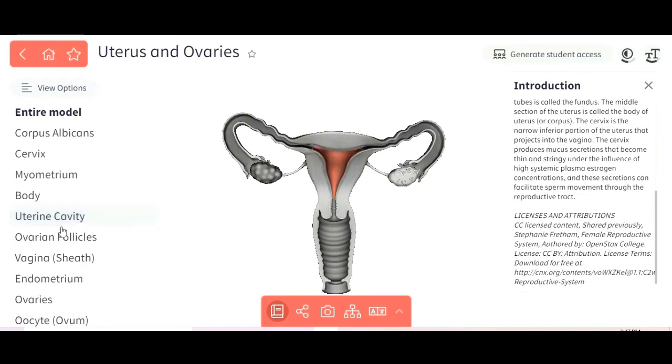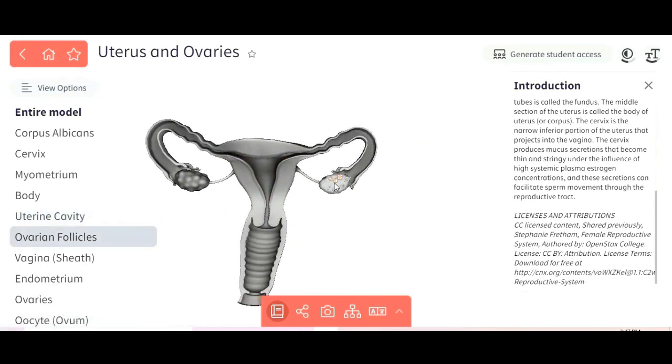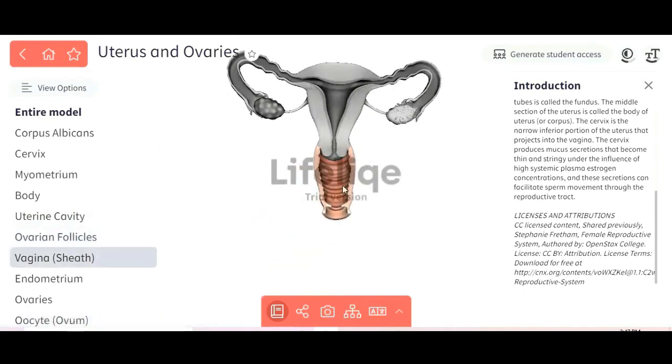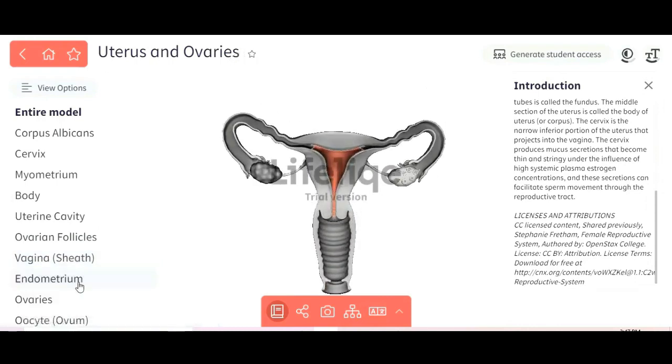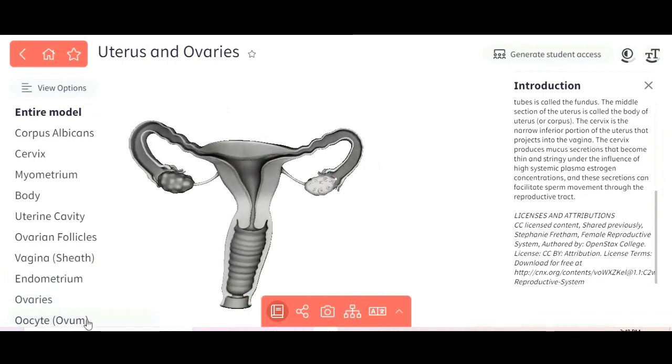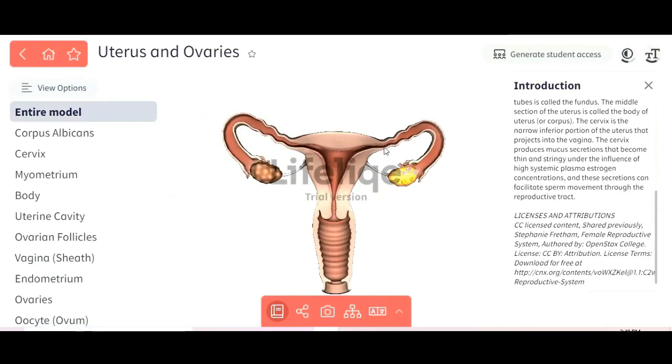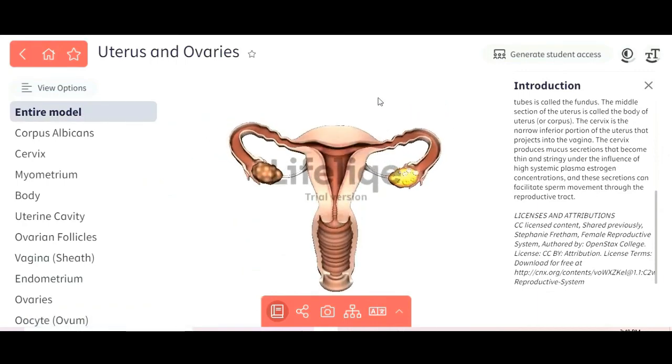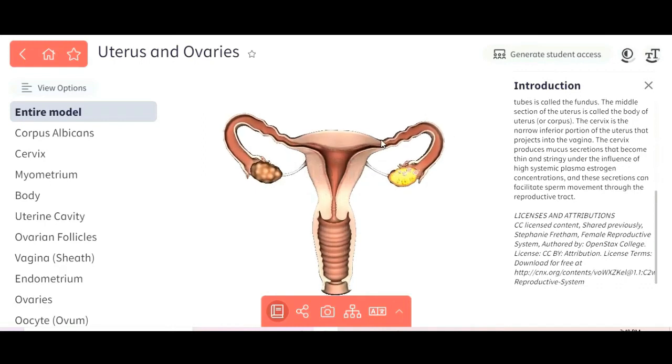And the next is ovarian follicle, or we can call it follicle ovary. And next we have vagina. This is the vagina. And next we have endometrium, or we always call it dinding rahim. And next we have ovaries. These are the pictures and the video of the ovaries. And last we have oocyte or ovum. So guys, this is all of the entire model of uterus and also ovaries. You can see it from the other side, and you can learn it on the live-like website.